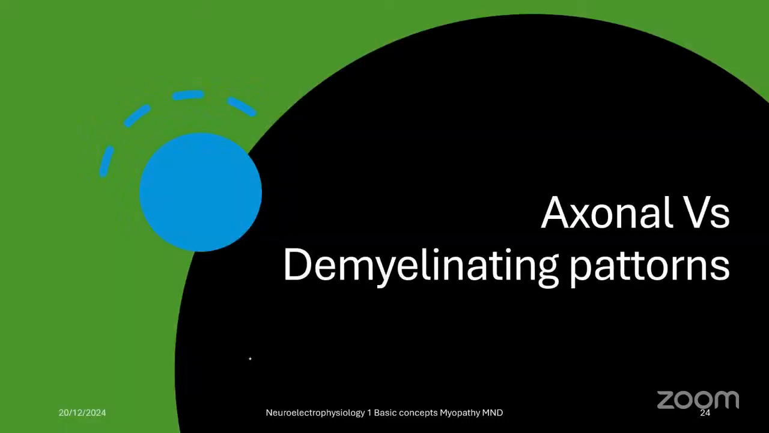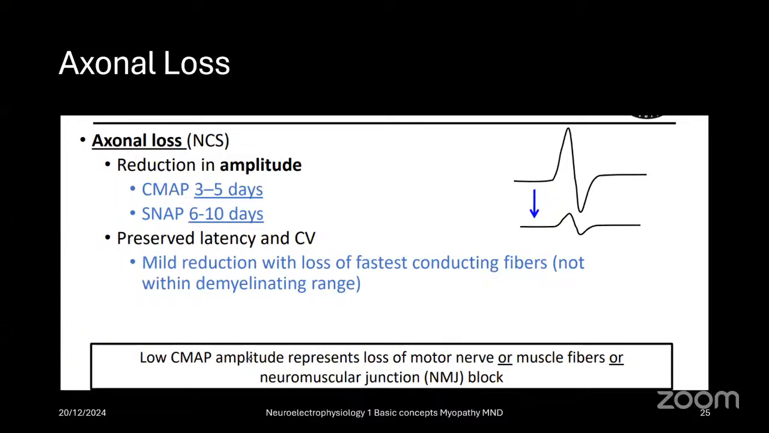So now, after a brief introduction, we'll go on to what is axonal versus what is demyelinating patterns. Axonal loss is reduction in the amplitude. You see the reduction, this is the amplitude which is seen, and this arrow says that it is reduced. Reduction in amplitude is visible in about 3 to 5 days. The SNAP amplitude goes in 6 to 10 days. The conduction velocity and the latency are preserved in axonal loss. There may be mild reduction with loss of fast conducting fibers, but not within the demyelinating range.